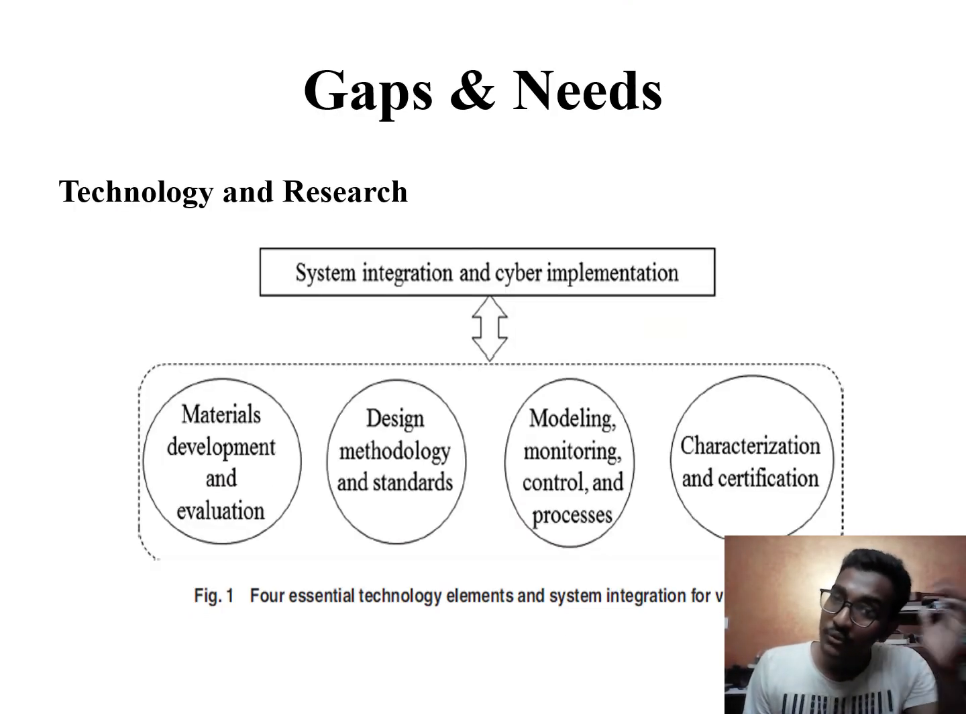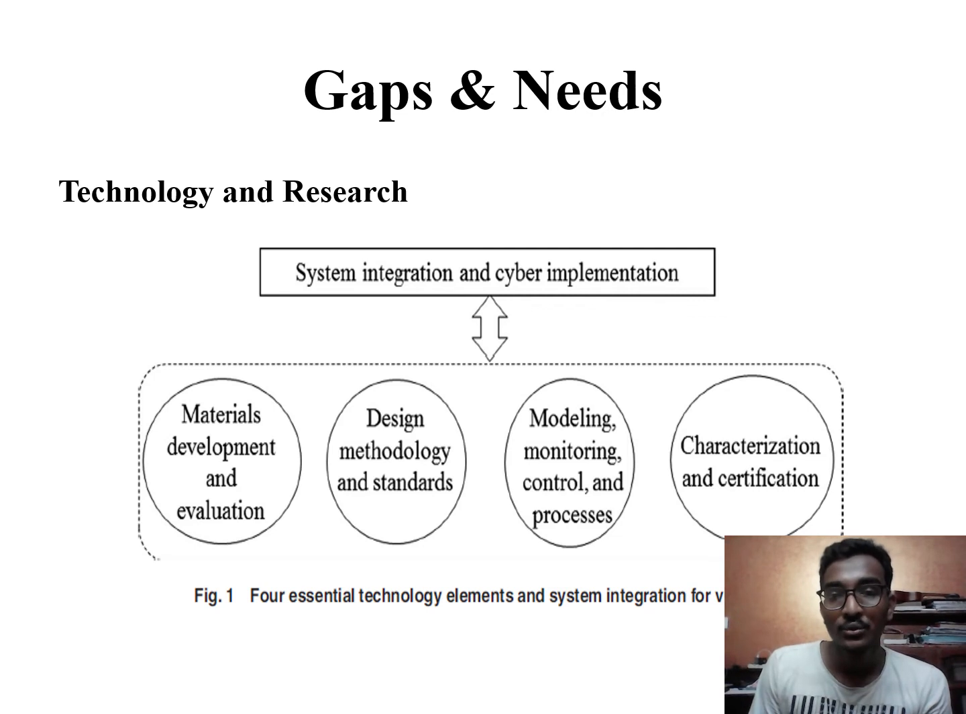There are a few gaps and needs that we need to cover to reach higher heights. What are these things? The gap that needs to be covered in technology and research is system integration and cyber implementation. So there are four things that we need to remember here. The first thing that we need to consider is materials development and evaluation.